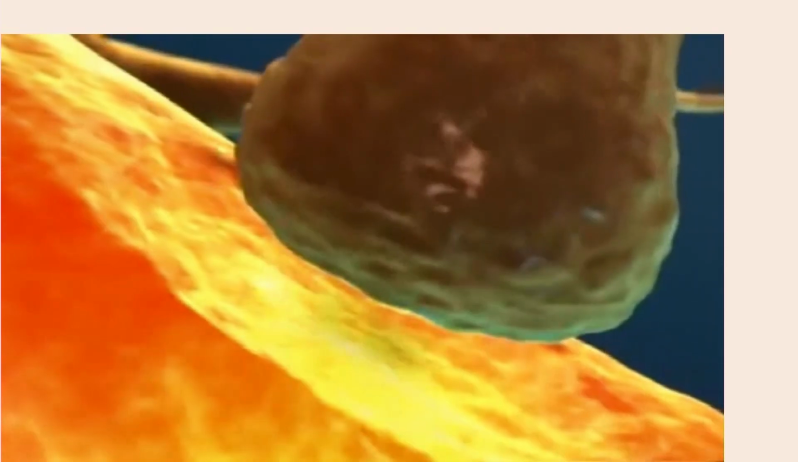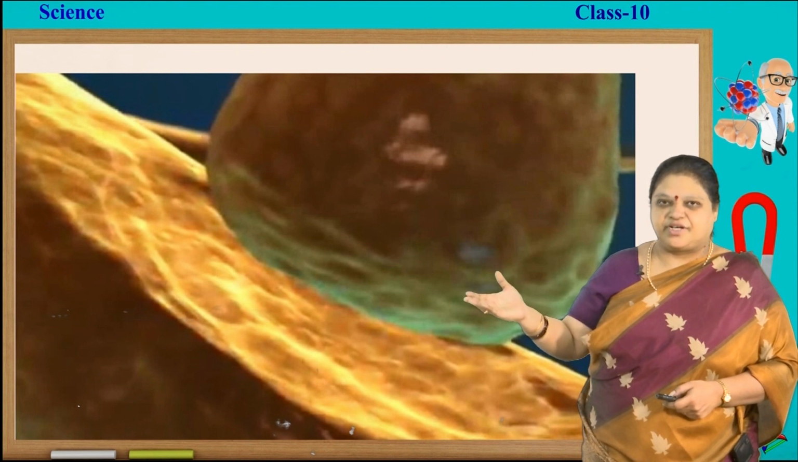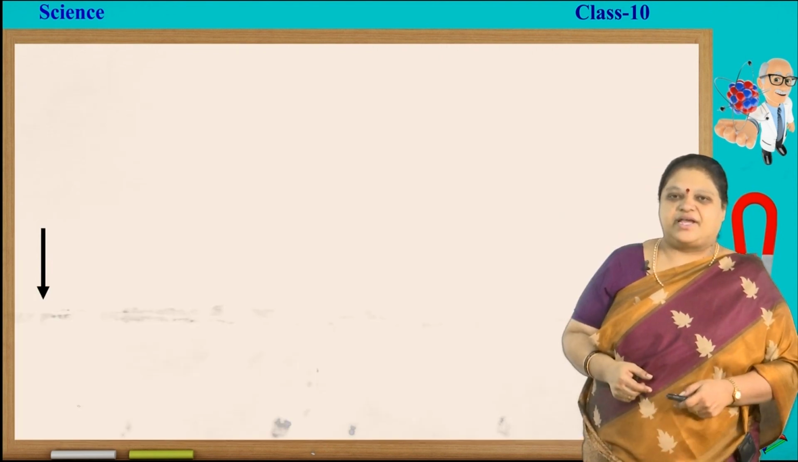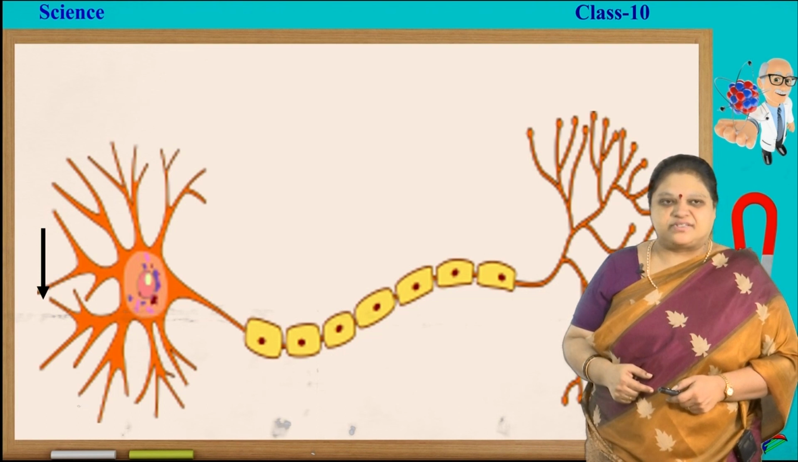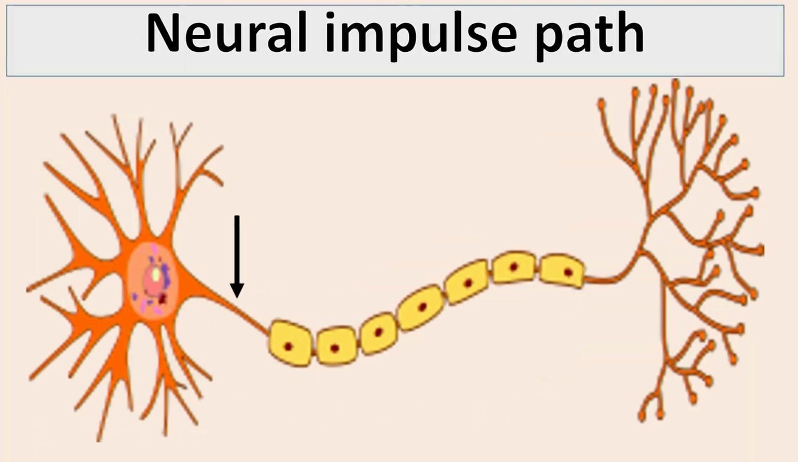So that is the active transmission taking place in the synapse. It is a beautiful video, you can observe that. And finally, let us see how the impulses move through a neuron. Please observe. First it starts from dendrite, cyton, axon, and finally nerve endings.